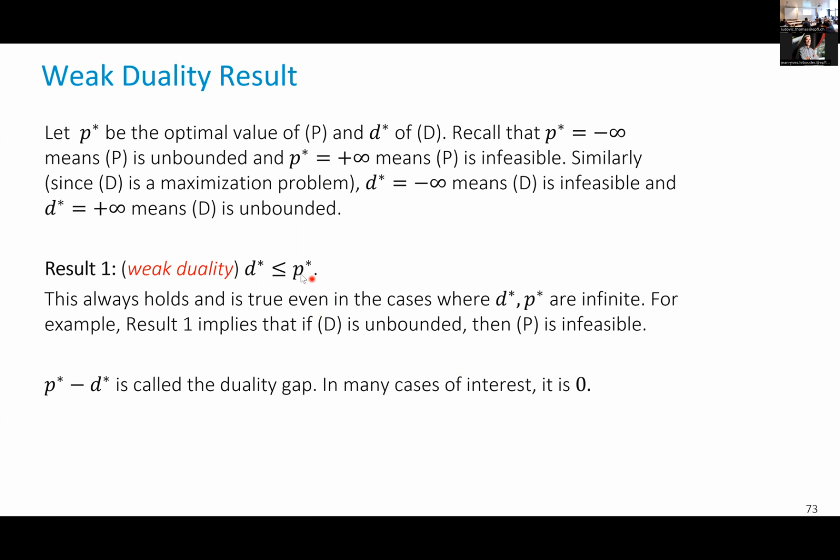Incidentally, this result works even if the values are infinite. For example, if the dual problem is unbounded, then that means that d star is plus infinity, because that's a maximization problem, which means that p star is also equal to plus infinity, which means that the original problem is infeasible. So unboundedness of the dual problem means infeasibility of the primal problem, which is a strong result per se, but that's what weak duality in this compact form implies here.